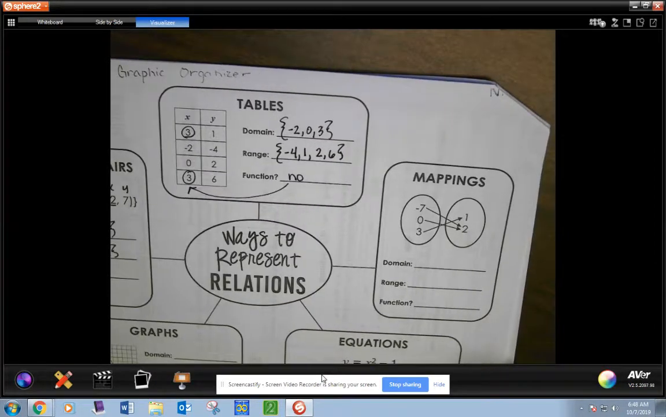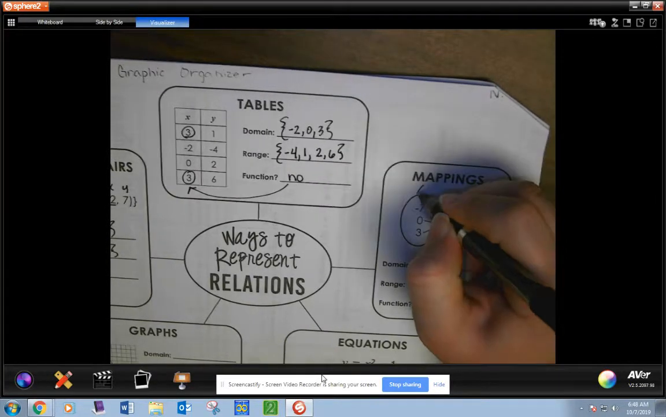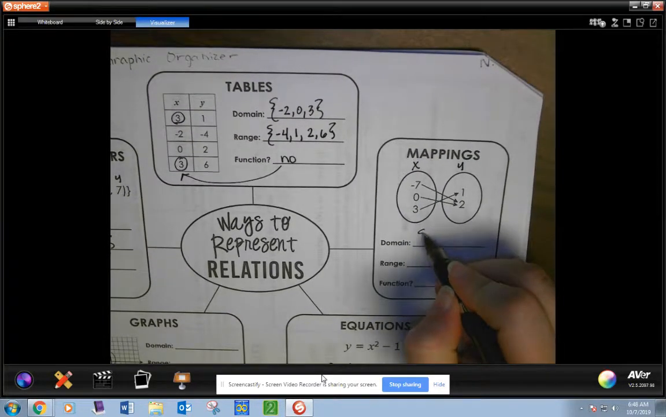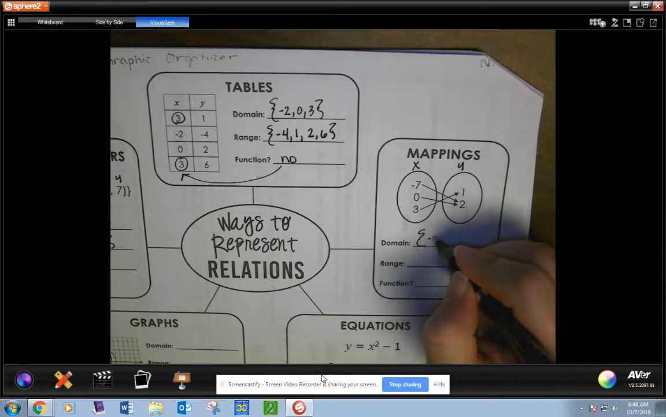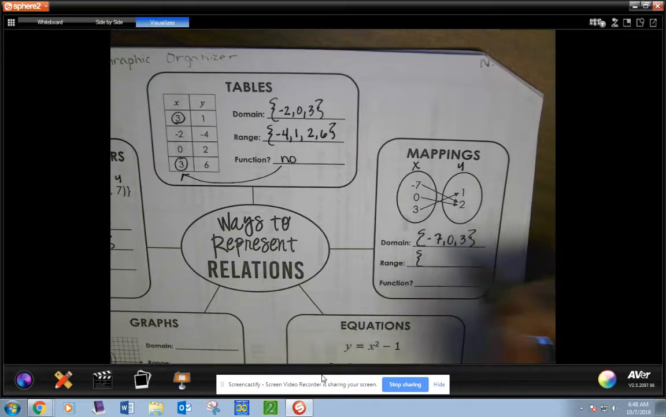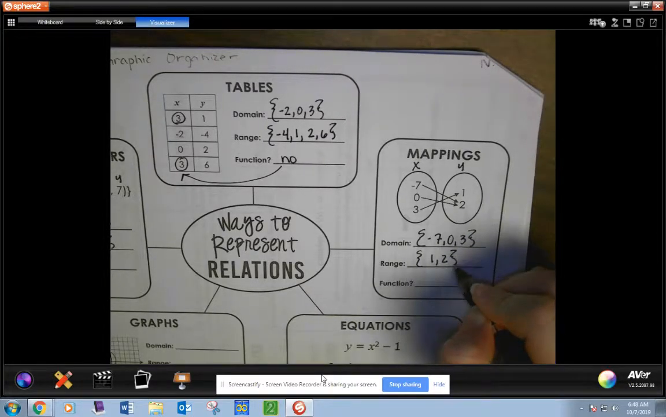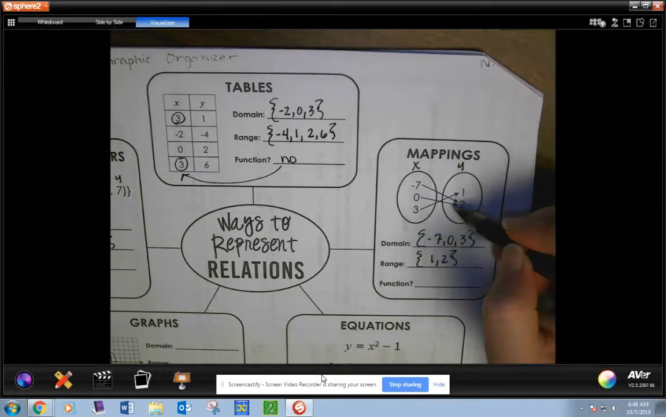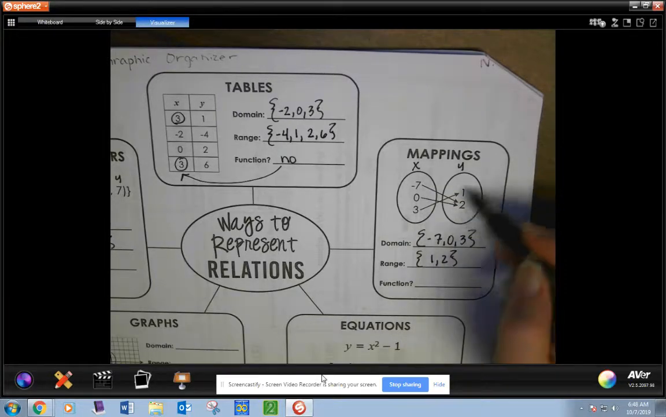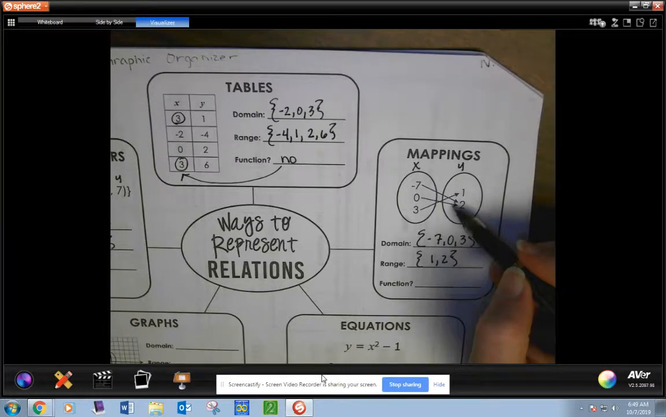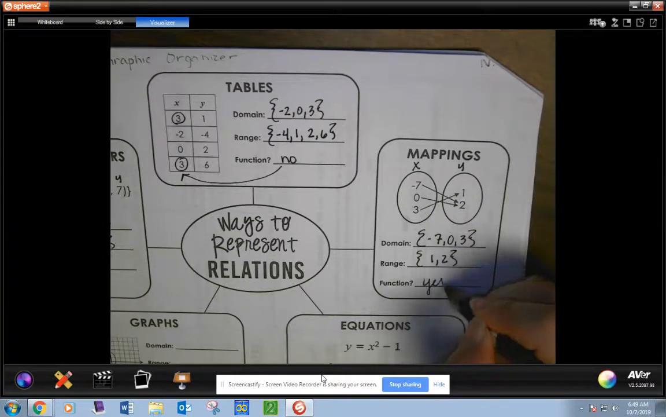Okay, moving into mapping. Remember that this oval is your X and this oval is your Y. So for my domain, they already list them from smallest to greatest. So I have 0, 3, and 7. My range, I have 1 and 2. And then to figure out if it's a function, I just got to make sure there's only one line coming off of each number. I don't care how many go to a number. I only care how many come off of the number. So since there's only one coming off 7, one coming off 0, and one coming off 3, yes, this is a function.